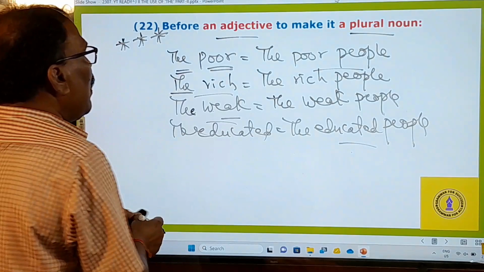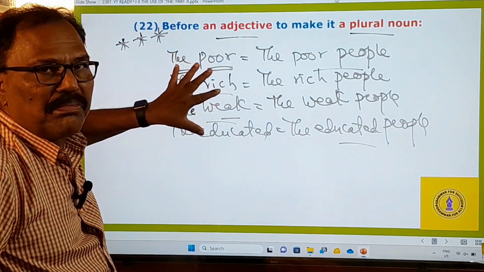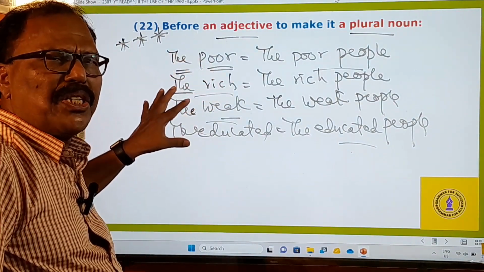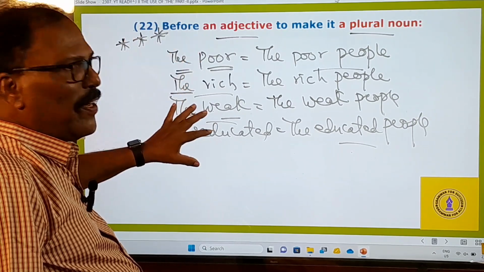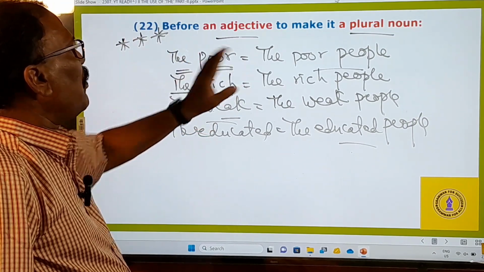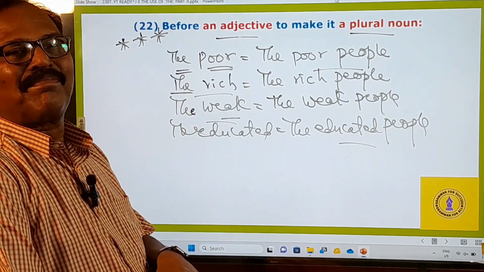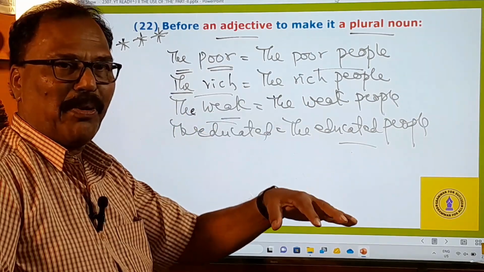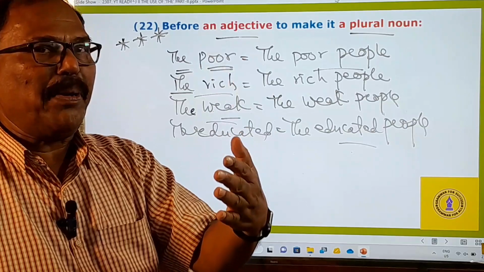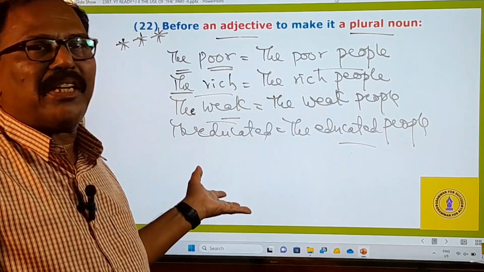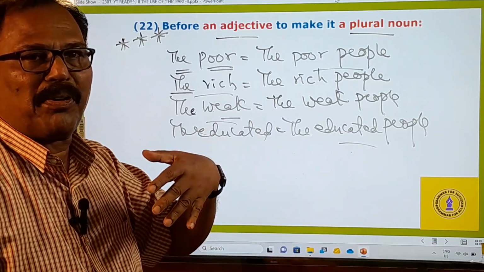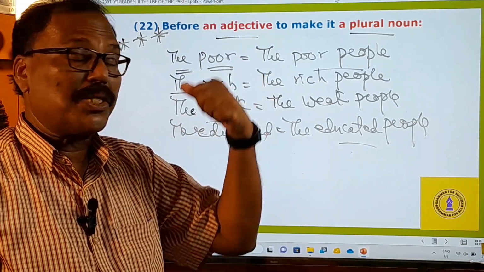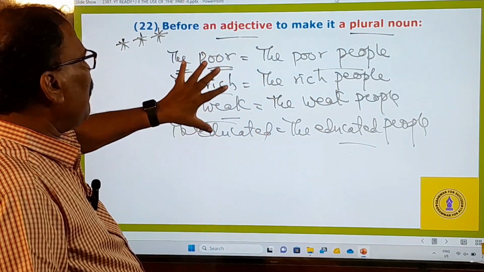This is a very, very important rule. In most of the examinations, you come across a question based on this rule. So here, the poor means the poor people. Don't say the poor people, the rich people, the weak people, the strong people, the educated people. The educated itself means the educated people. The weak itself means the weak people. The poor itself means the poor people. The strong itself means the strong people. That's why it is a very, very important rule.